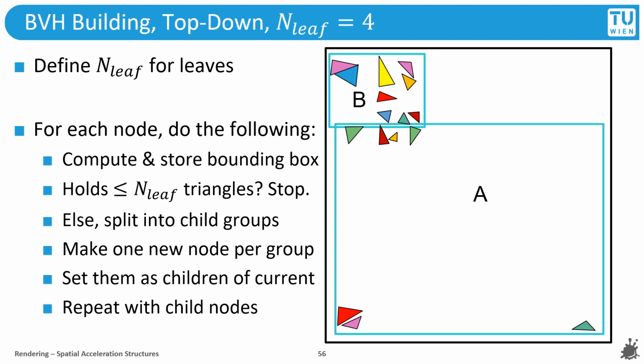We construct one new node for each group and set them as the children of the current node. And then we repeat the same procedure for these newly created child nodes. First compute and store their bounding boxes, and then check again whether they already fulfill the conditions for finishing a cell.